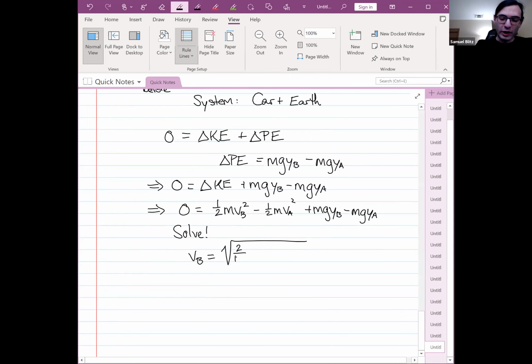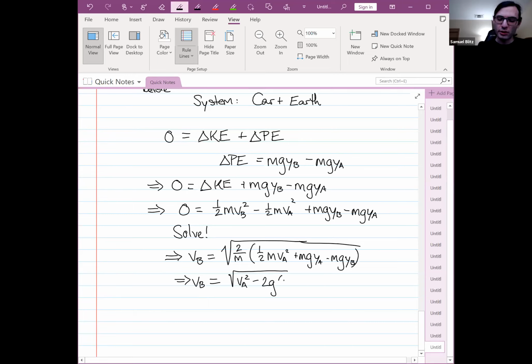So this is square root of 2 over m times 1/2 mva squared plus mgya minus mgyb. And by the way, this algebra is not hard, so I'm going to skip it. Or simplifying rather, we get that vb is the square root of va squared minus 2g(yb minus ya). And so just by plugging in a few numbers and doing algebra, we figured out how fast the car must be going at that point, or really at any height along the loop, because you could just plug in different numbers of yb and different numbers of ya and plug in different initial speeds.